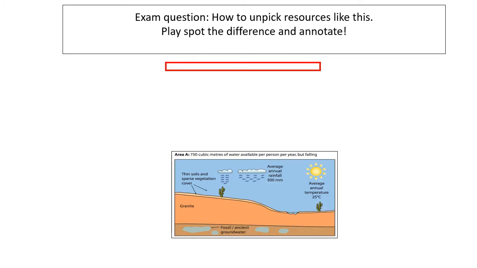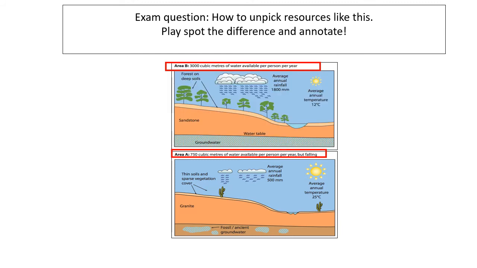So basically, to do this, what you need to do is play spot the difference. There we go. So first of all, look at area A and look at area B. And the first difference is that area A has substantially less water available per person than area B. And not only that, it's falling. Okay, so the amount of water is decreasing. It's not staying the same.